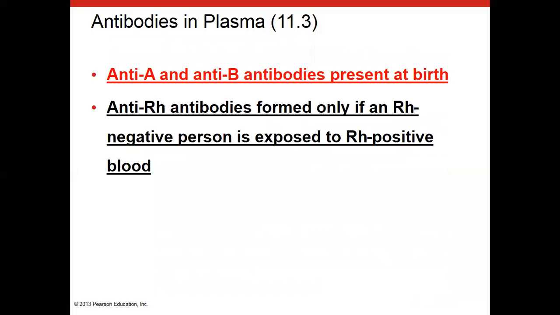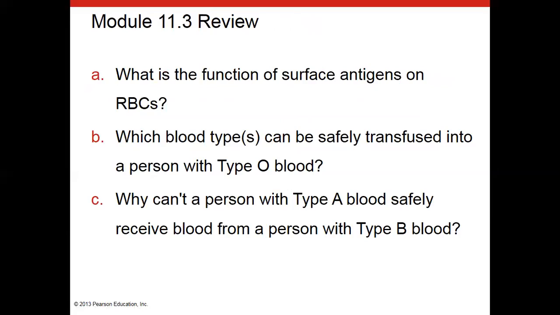Anti-Rh antibodies are only formed if an Rh negative person, somebody without the Rh antigen, is exposed to Rh positive blood. So weird, right? You have A and B antibodies circulating and present at birth, but Rh antibodies are only formed if your immune system is exposed to those Rh antigens when you don't already have them. So you'll mount an immune response.